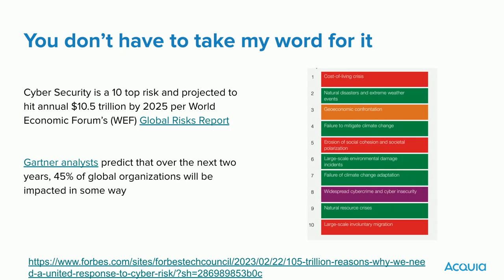And you also don't have to just take my word for this. Forbes released some data recently that cybersecurity is actually in the top 10 of all risks globally. So in the same risk as natural disasters, failure to mitigate climate change, we find number 8 here, which is widespread cybercrime and cyber insecurity. So if you don't believe me, like I said, Forbes at least is talking about this.